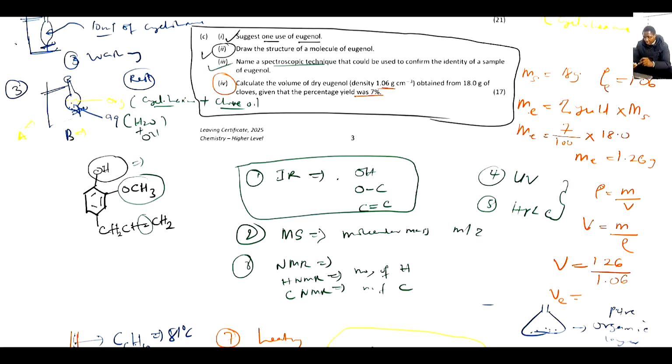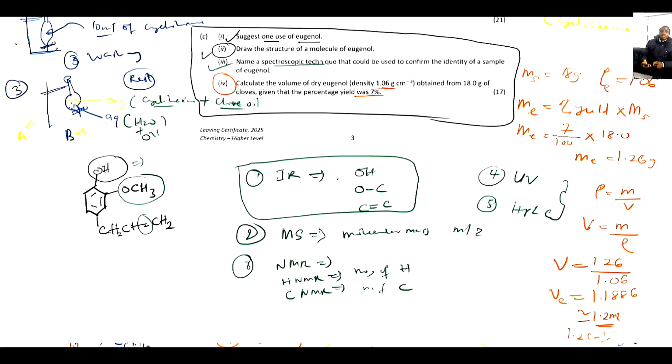So we have 1.1886, approximately 1.2 ml. That's milliliter, which is the same as centimeter cube, because they started with centimeter, so I prefer to leave it as 1.2 centimeter cube. ml and centimeter cube are the same thing. So that's it about the experiment.